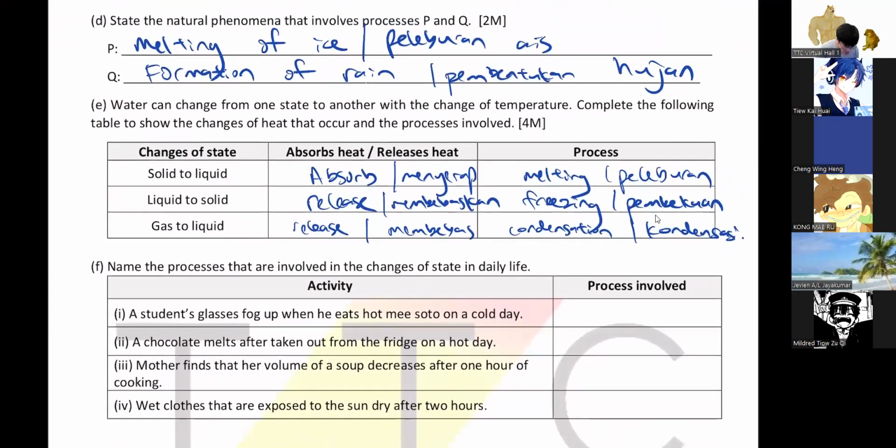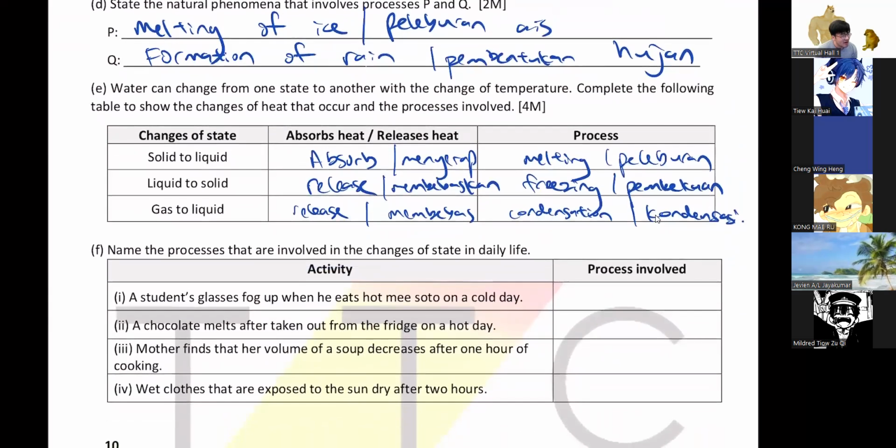Name the processes that are involved in the change of state in daily life. Students' glasses fog up when he eats hot mee soto on a cold day. Oh my god, I hate this. So this is condensation.